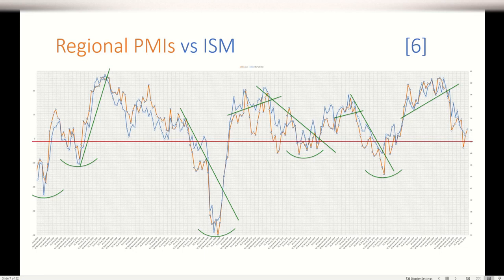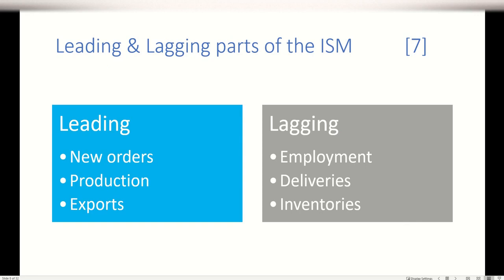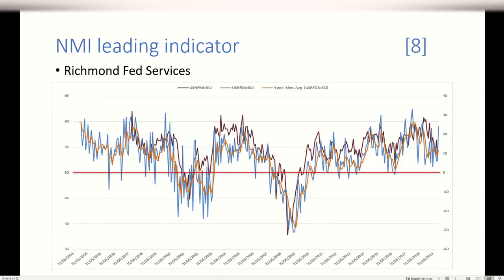They do have comments, and all the data and everything is in the Metastock Xenith platform. So of the ISM, there are leading parts and lagging parts. These are your leading parts and lagging parts. Again, all the data will be in Xenith.